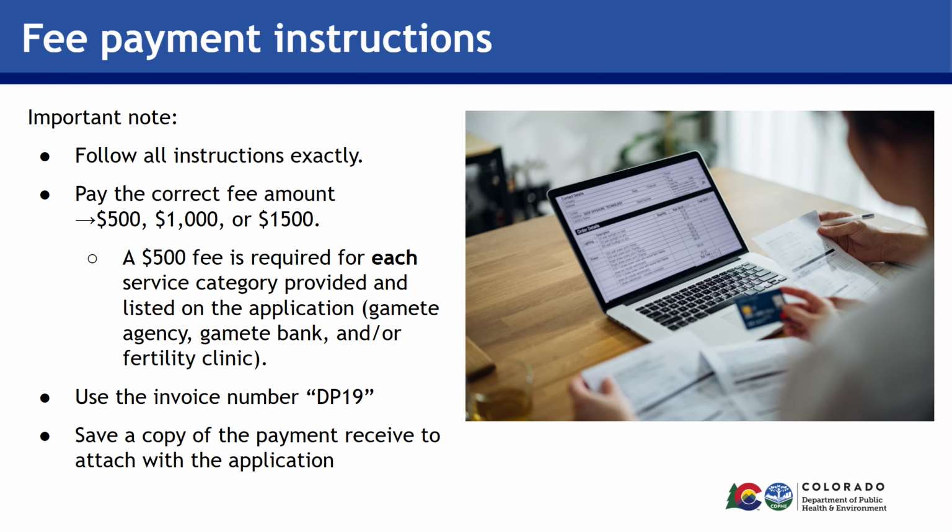A $500 fee is required for each service category listed on the application, which are Gamete Bank, Fertility Clinic, and/or Gamete Agency. If you are unclear about which category to list on your application, reach out to the program and we can assist in determining the appropriate category. Finally, be sure to enter DP19 in the invoice number field when submitting payment and then attach a copy of your payment receipt to your application.